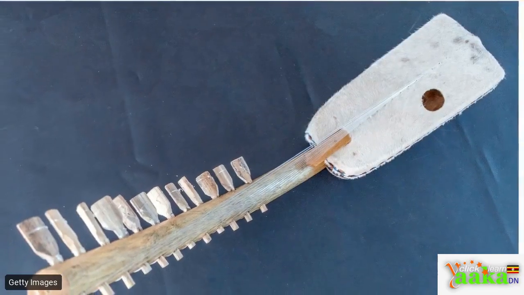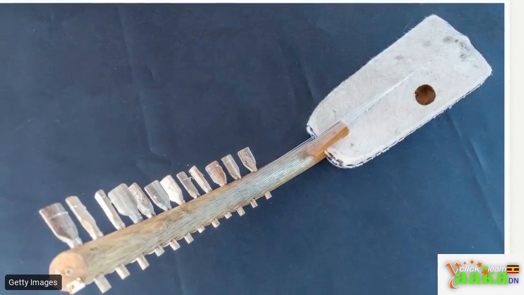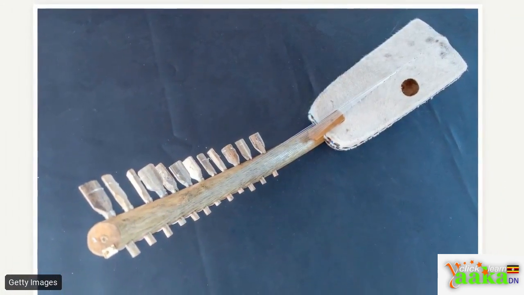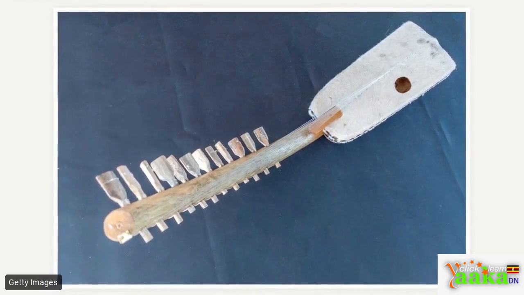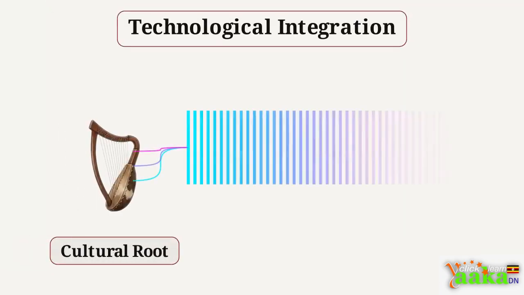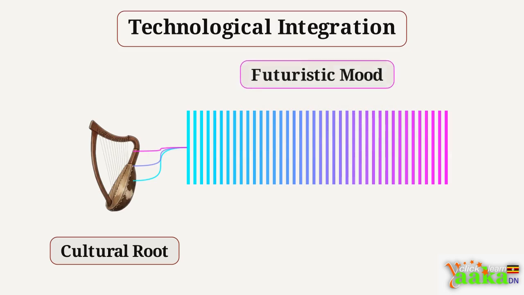The third technique is technological integration. This image shows the wooden structure and strings of the adungu, a traditional acoustic instrument. By taking the acoustic sound of the adungu and layering it over a digital electronic beatbox track, artists create a futuristic mood while keeping the cultural root completely intact.